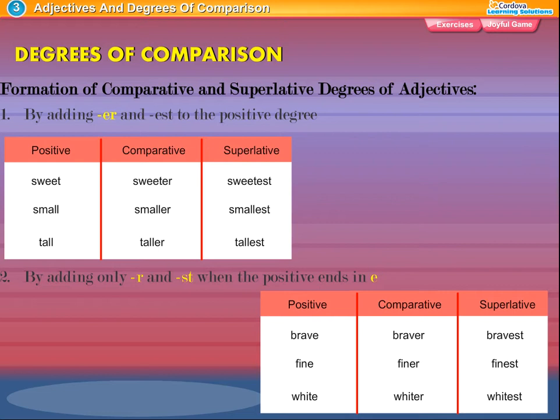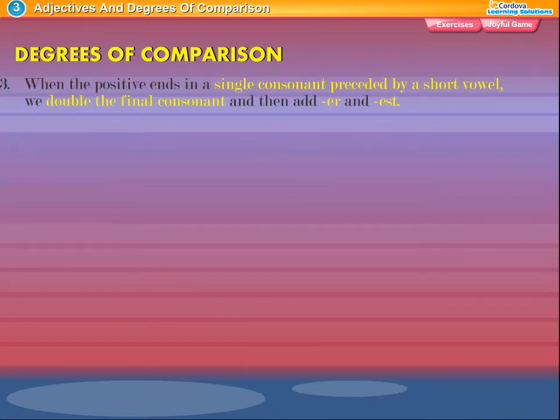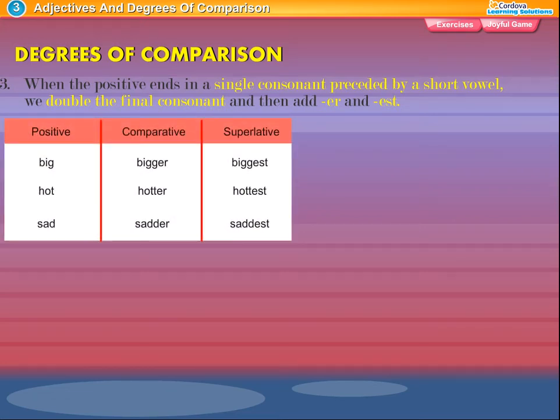White, whiter, whitest. When the positive ends in a single consonant preceded by a short vowel, we double the final consonant and then add er and est. Positive, comparative, superlative. Big, bigger, biggest. Hot, hotter, hottest.